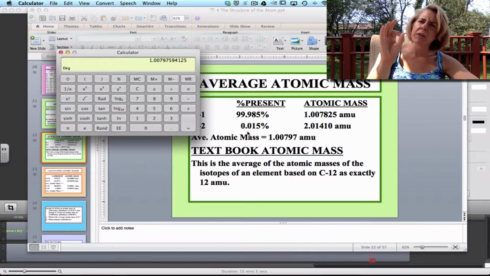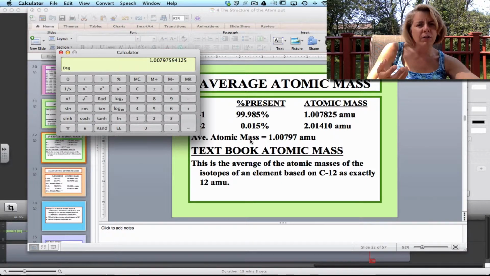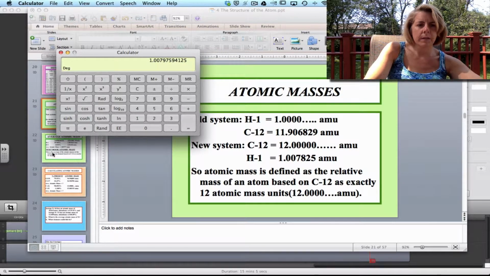So you take the percentage of each isotope and you add their averages together to give you an average atomic mass. This is something that's automatically done for you, but you kind of have to learn how to do it so you know where they got it from.